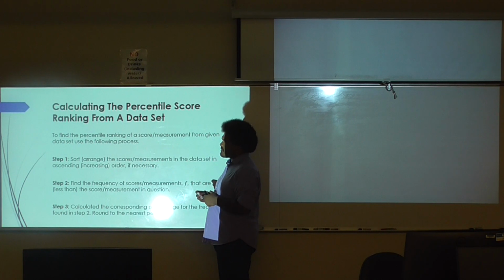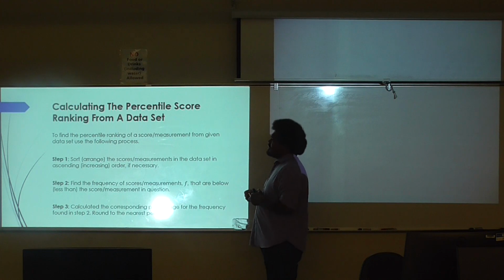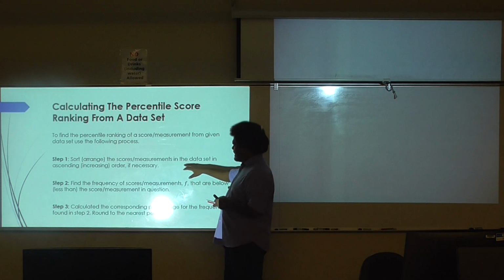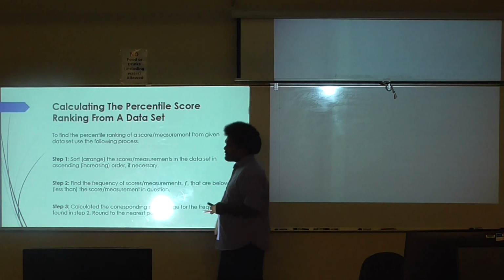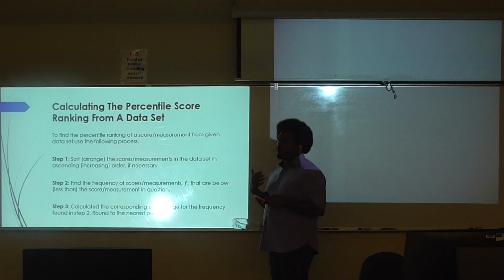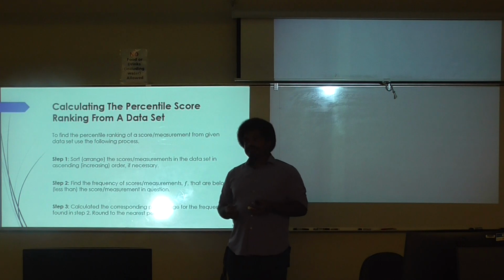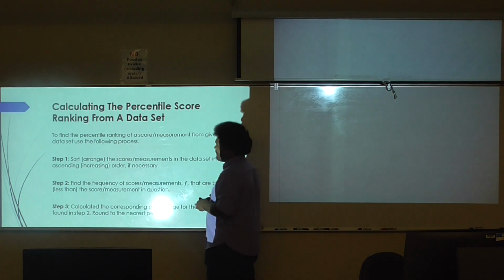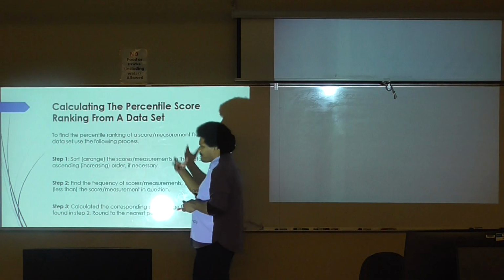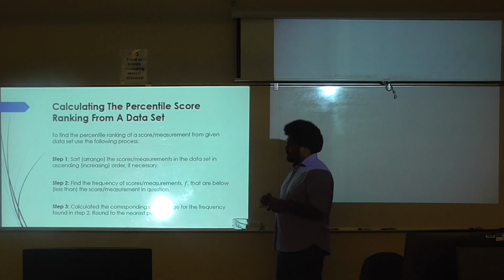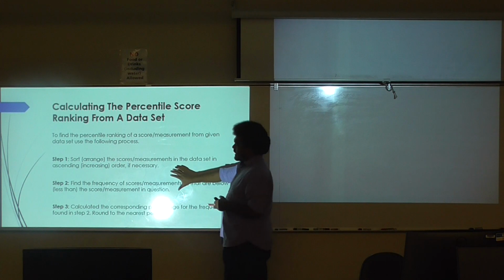We need to sort. So we're going to arrange the scores and measurements in the data set in ascending order. If it's not in ascending order, we have to rearrange it, and there should be a way in the calculator to do so. I have to look into it again. I was busy working with graph trackers and I found those, but I'll look at it again.